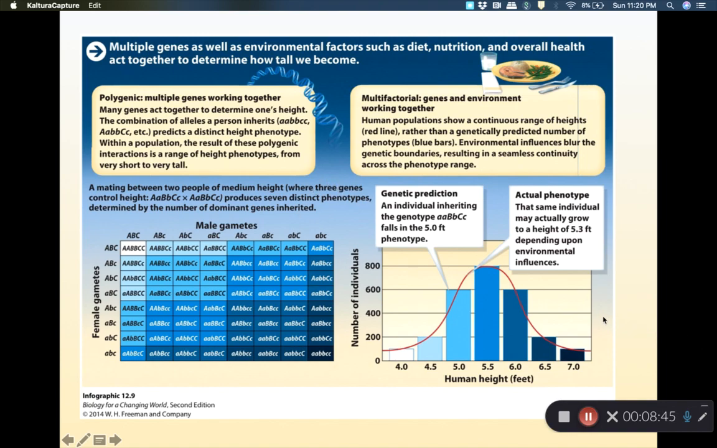Okay, so we're going to stop there with this lecture. We're going to pick up by looking at other forms of complex inheritance, and specifically the interaction between genes and behavior.